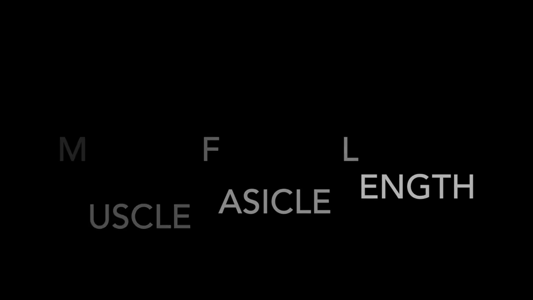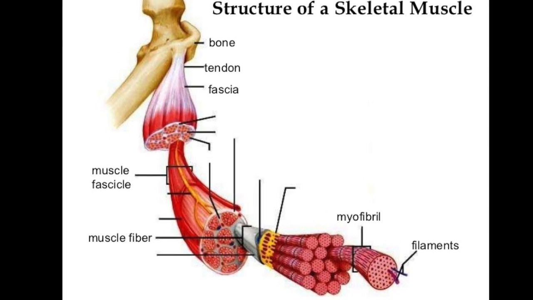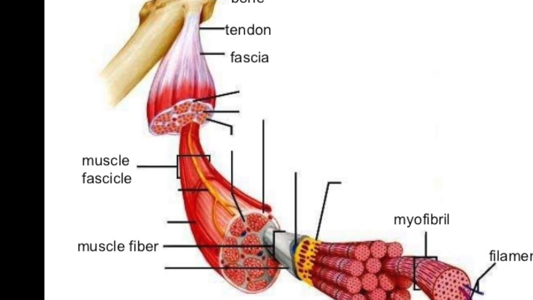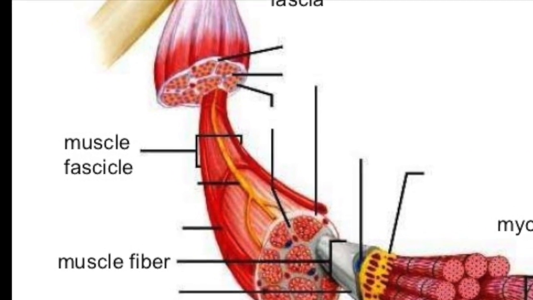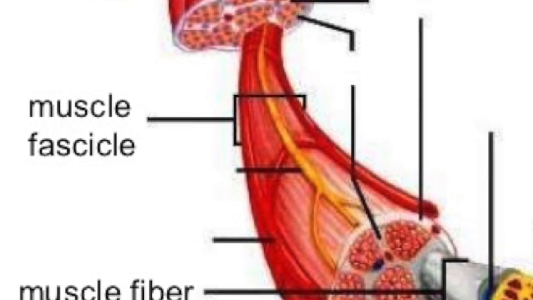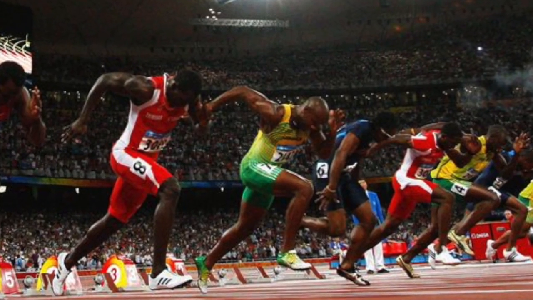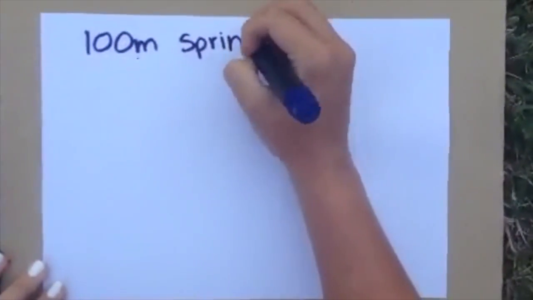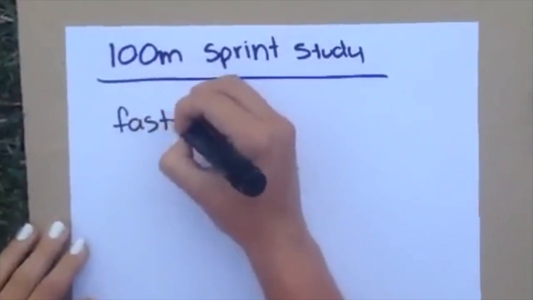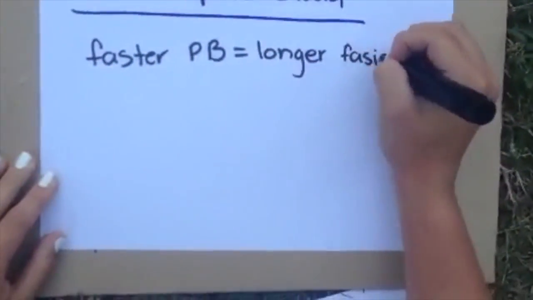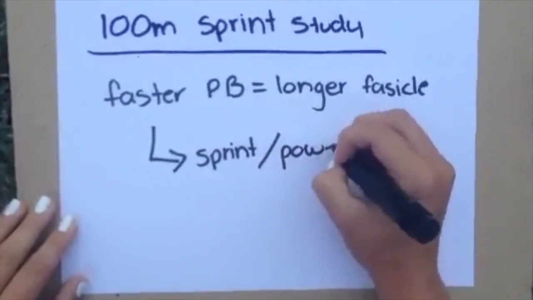Another genetic factor that can influence sports performance is muscle fascicle length. As shown in the diagram, a muscle fascicle is a bundle of skeletal muscle fibers. Muscle fascicle length has been found to be related to performance in male 100-meter sprinters. Those with faster personal best times significantly correlated with longer fascicles, associated them with sprint and power performance.